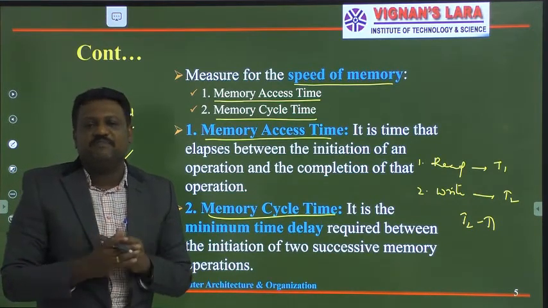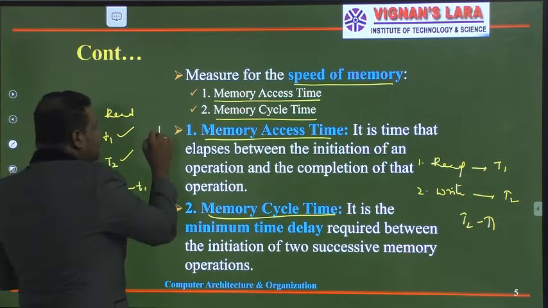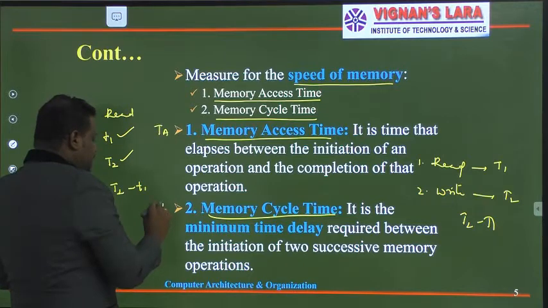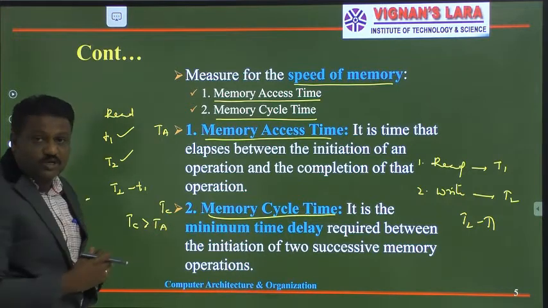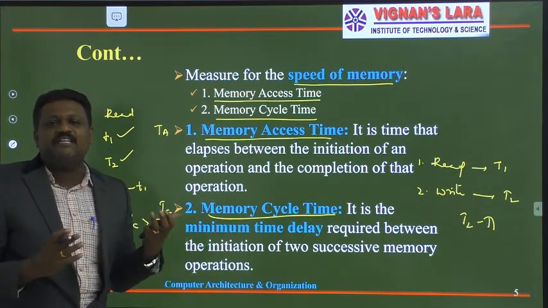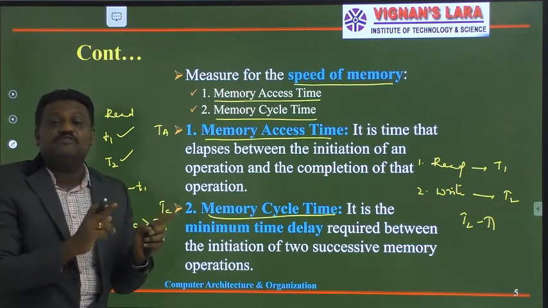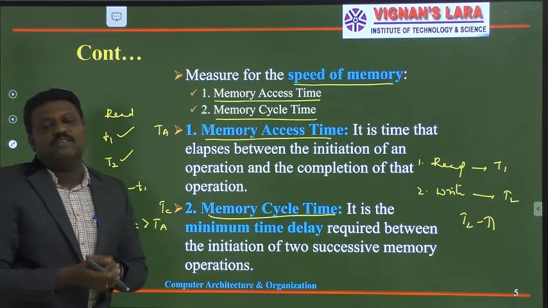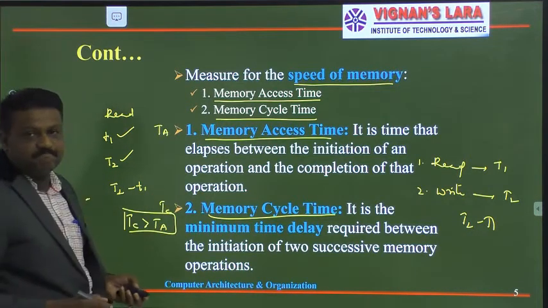Now you have to remember, friends, you can assume this is a T and this is a TC. Generally TC is greater than TA. Why? Because when our processor communicates with the memory, it takes much more time. Why? Because the speed of operation of your memory is low compared with a processor. So you have to remember that here.